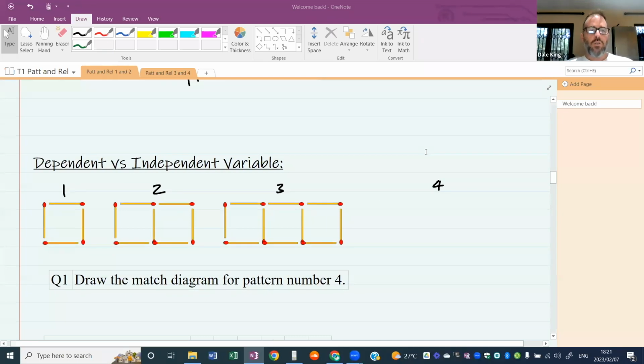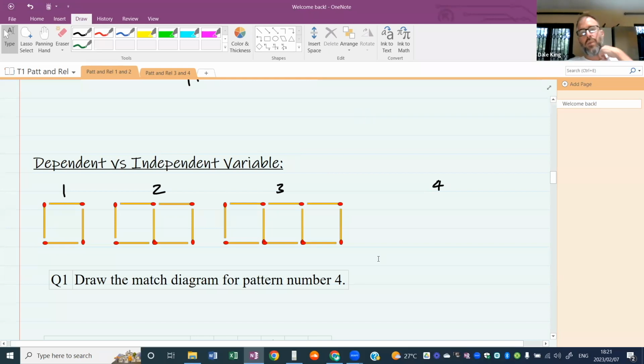Let's move on to the dependent versus independent variable. Now, please do not worry about the word variable. This is not core maths, this is math literacy. We don't use variables, so don't worry about the word variable. But we use this word to help us explain dependent versus independent. You're not going to see any variables, I promise you guys.